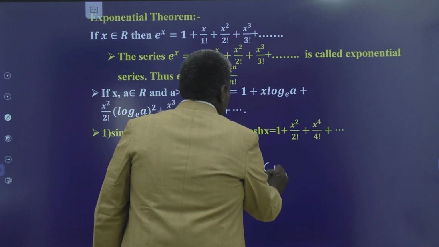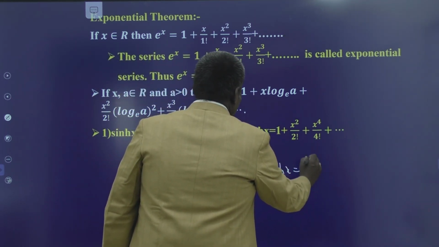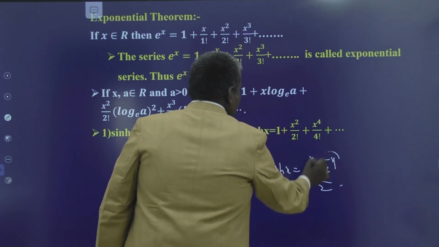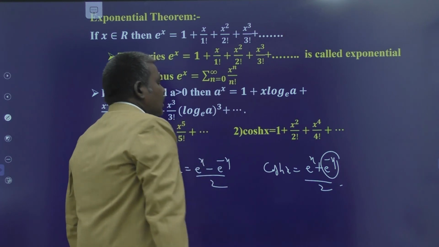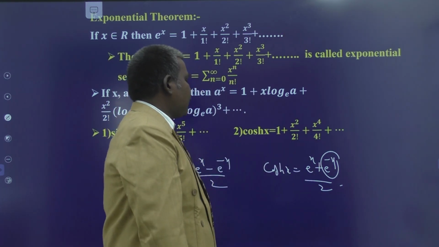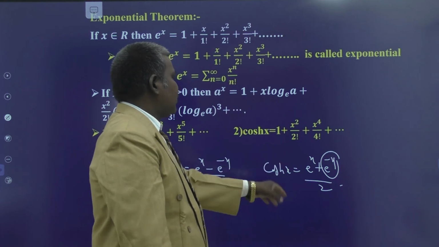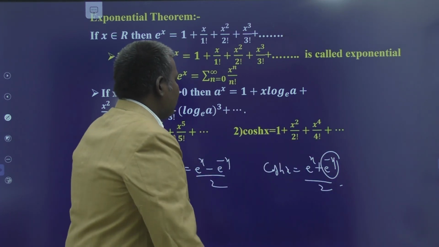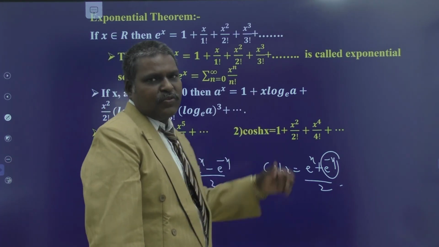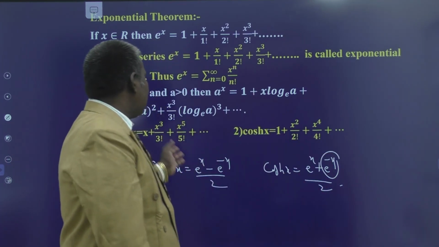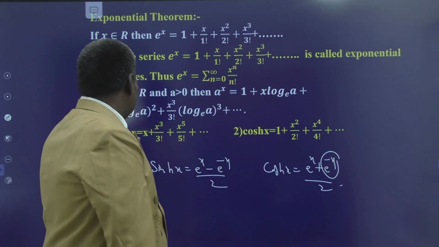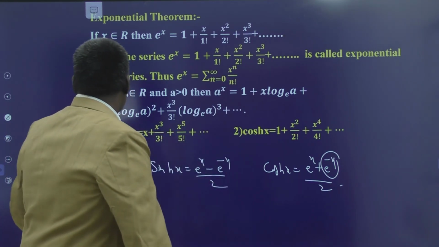What is cos hx? Cos hx is nothing but e power x plus e power minus x by 2. So replace x by minus x, we obtain e power minus x from the formula e power x. Just by adding those two, we obtain e power x plus e power minus x by 2 gives cos hx. We obtain in this manner 1 plus x square by 2 factorial plus x power 4 by 4 factorial plus and so on. This is cos hx, and x plus x cube by 3 factorial plus x power 5 by 5 factorial plus and so on is sin hx.